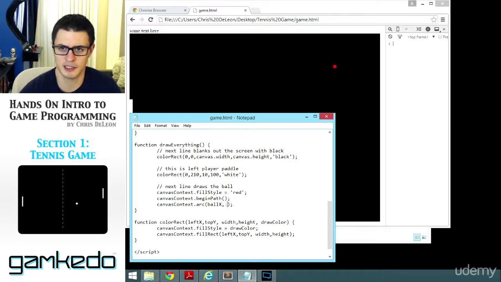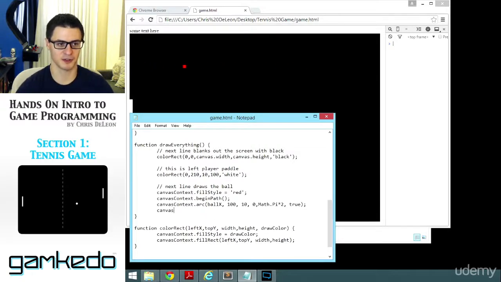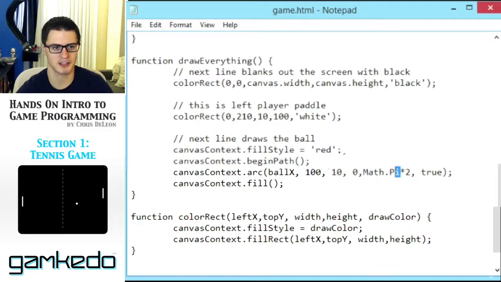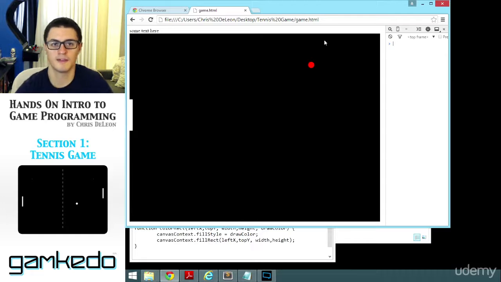We're going to draw it at ball X, and let's say 100, 10, 0, Math.PI times 2, true, and there's still a line left to make a circle happen. I'll explain in a second what's going on here because that's pretty awful looking. Oh, Math.PI. PI's got to be capital. Okay. So now we have this ball that's bouncing.